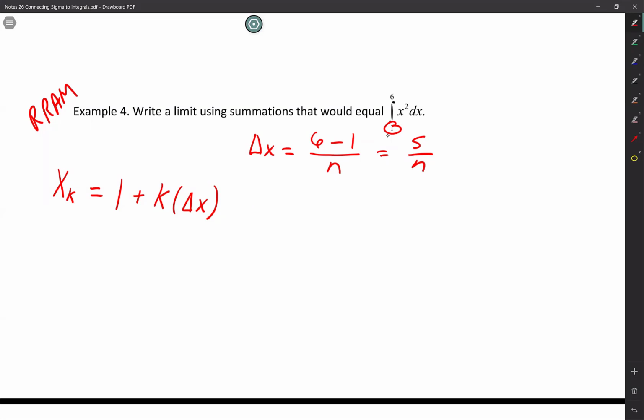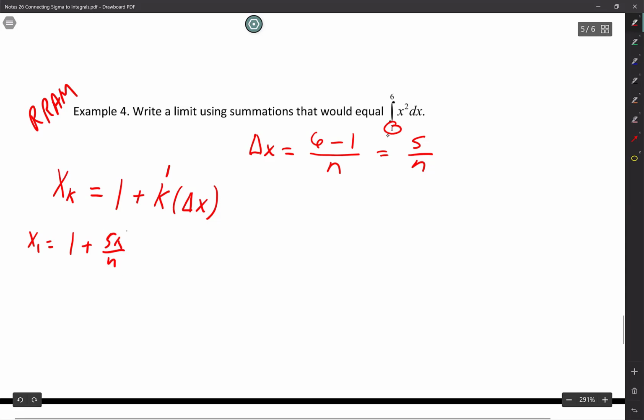No? Okay. Don't write this down, just listen. If I want my first x value, this is 1 times a change in x, so my first x value is going to be 5k over n, but I don't know how many rectangles I have. So this is like my delta x, 1 plus your, because I'm doing RRAM. Maybe I should do a visual, and that will help you guys. Let me do a visual. Don't write this down, guys. Just listen.